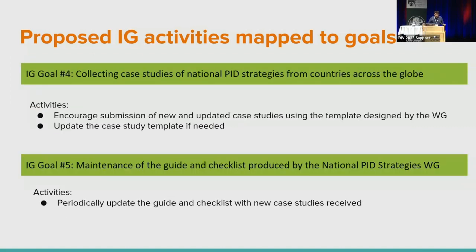The fourth goal there is to keep collecting case studies of national PID strategies from countries across the globe. We have 9 at the moment, but we know there are others in development, and we're in contact with other regions where these are developing. So we'd like to collect those, help disseminate them, and also where there have been changes in other national contexts, to update the information that we've already published. And then lastly, maintain the guide and checklist that was produced under the working group, and we can do that periodically through this interest group.